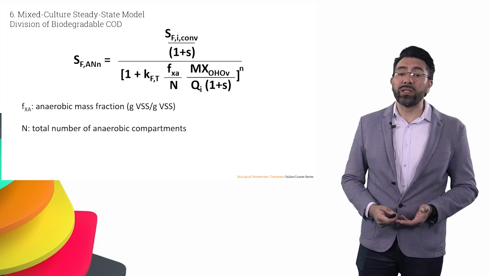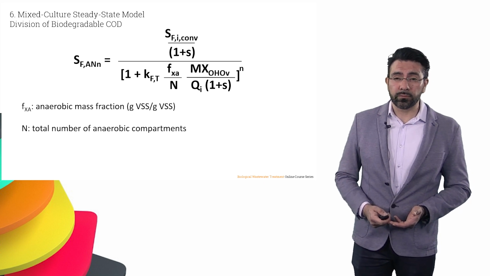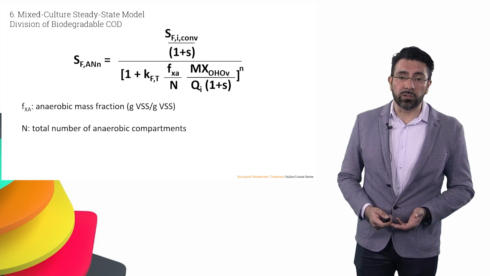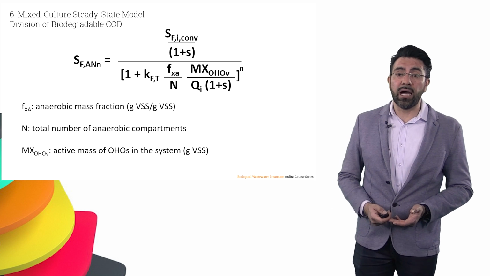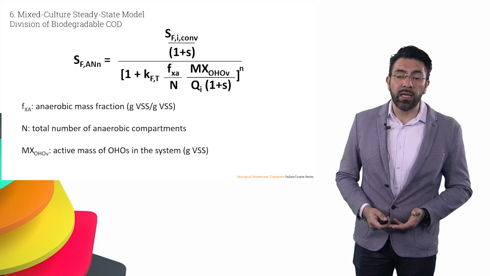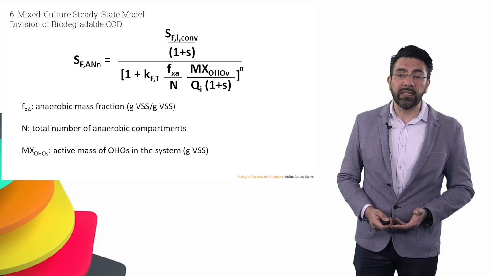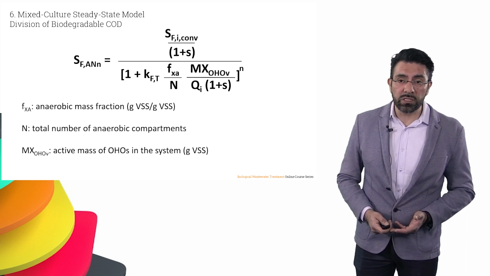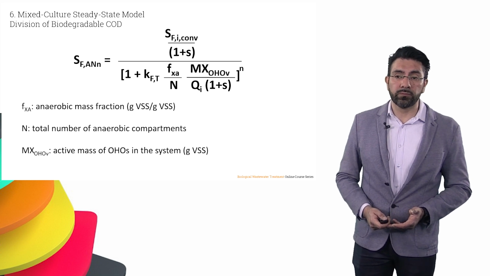So most anaerobic selectors are composed of at least 3 compartments, usually 4 or 5, and then we need to take into account the total number of anaerobic compartments composing the anaerobic selector. We take into account the active mass of OHOs in the system, because they are the organisms, as a lump sum of the total active biomass in the system. This is the mass of organisms that is going to help us in the hydrolysis and fermentation process. And of course, we take into account the influent flow rate and the sludge recycle.